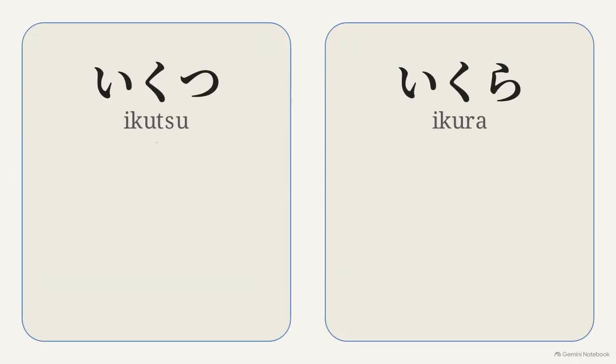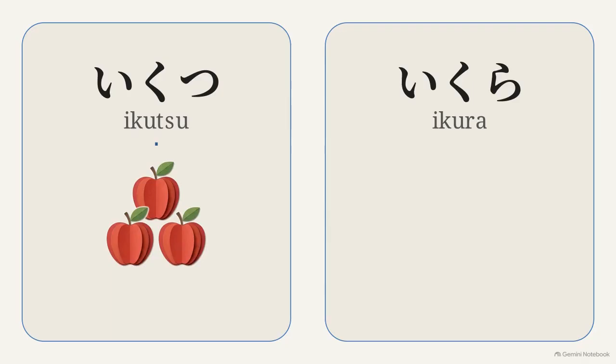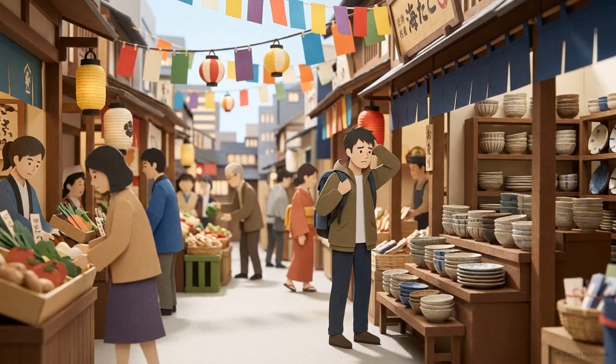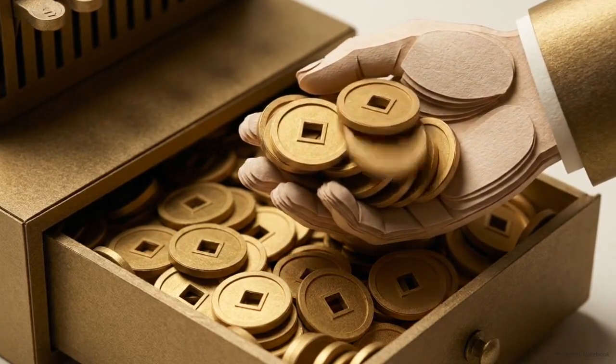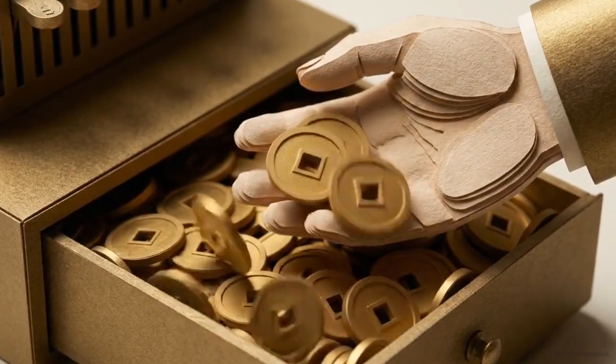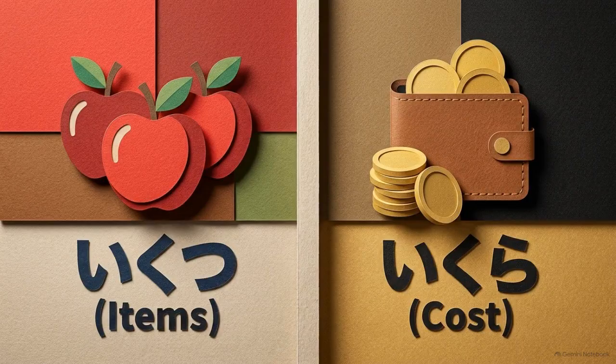While Ikutsu looks at the physical count, we use ikura when we need to ask how much money something costs. Mixing these two up at a busy market can be confusing. You might find yourself asking for the quantity of coins in the register rather than the cost of your goods. Separating the physical count from the financial value helps you avoid these types of misunderstandings during a transaction.